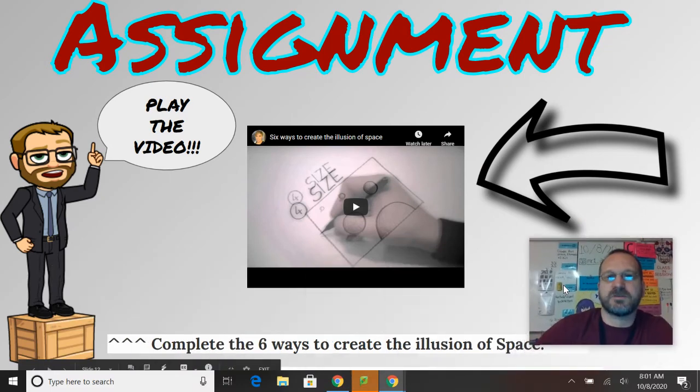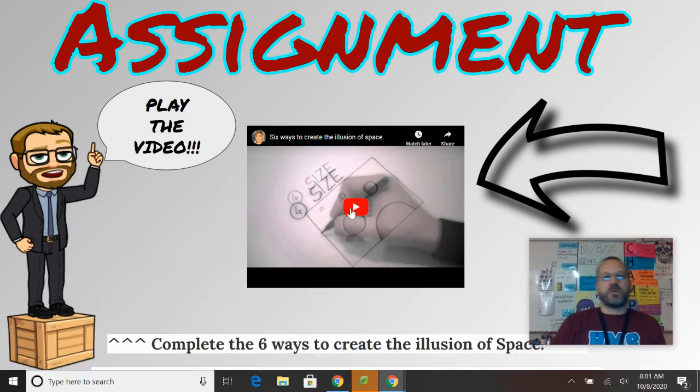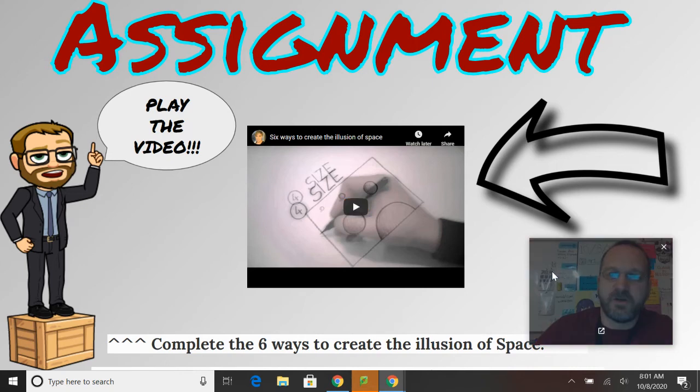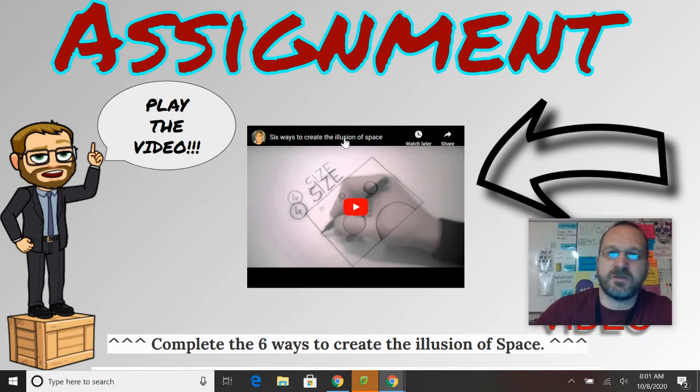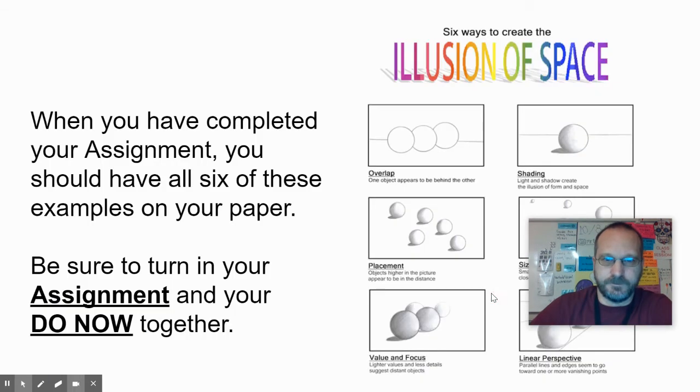And here we go. So here's the video for today. It's a little tutorial video on 6 ways to create the illusion of space. You play the video and it'll take you through the 6 ways. I want you, for your assignment, to mimic all 6 of these ways. All right, so just watch the video, see how they do it, and then I want you to do it on your own and create your assignment.